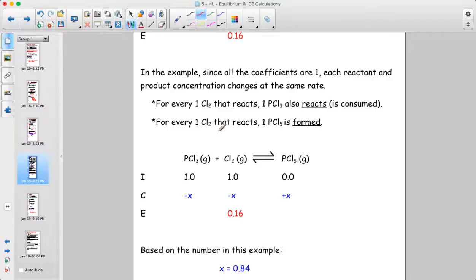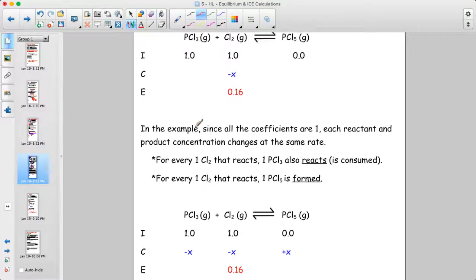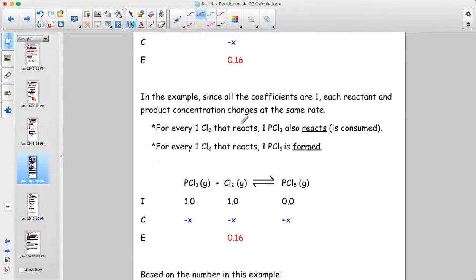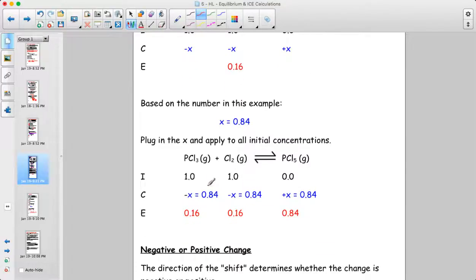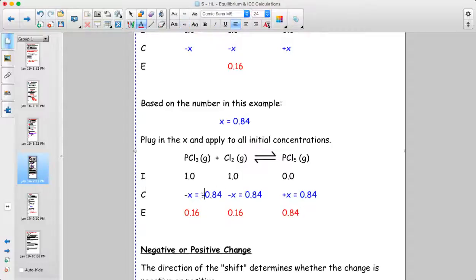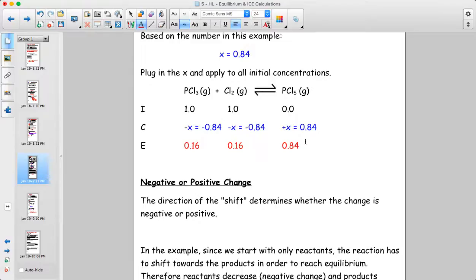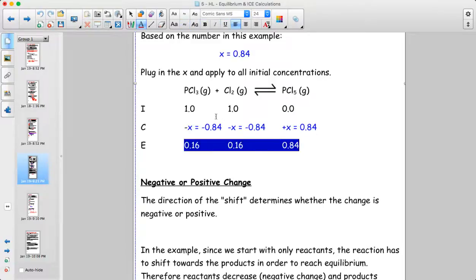Since I know, if I look back at the previous page, that chlorine changed by 0.84, since that is X, or really, X is 0.84, and for chlorine it was minus, that's why it went down to 0.16. So now I'm just going to plug in that change for everybody. I will edit this to make it say minus and minus. Okay. And so I've got minus changes happening to both my reactants. I've got a positive change happening to my product. And so I just apply the changes, and now I have all the equilibrium concentrations.